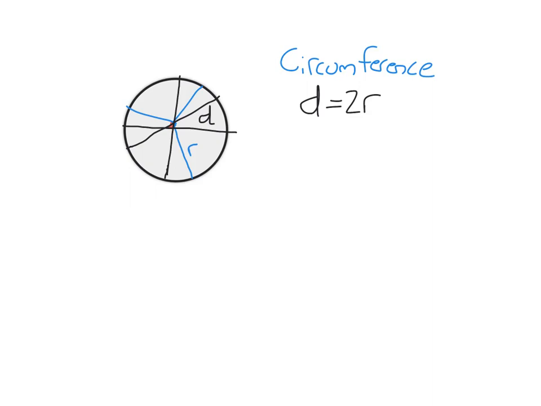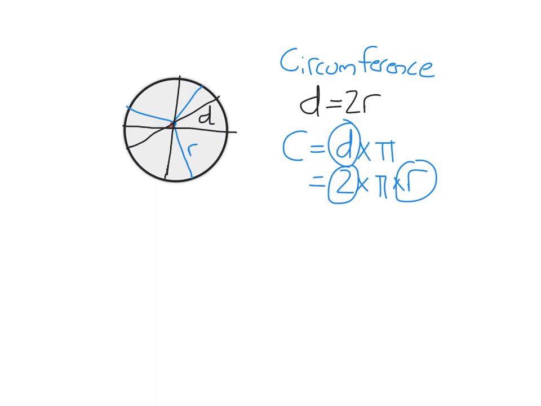So the circumference of a circle is the diameter times pi. It's also twice the radius times pi, 2 pi r. That's because this 2 and this r are the same as the diameter. So remember, pi is just a number. It's irrational, goes on forever. It's about 3.14159. It's just a button on your calculator.